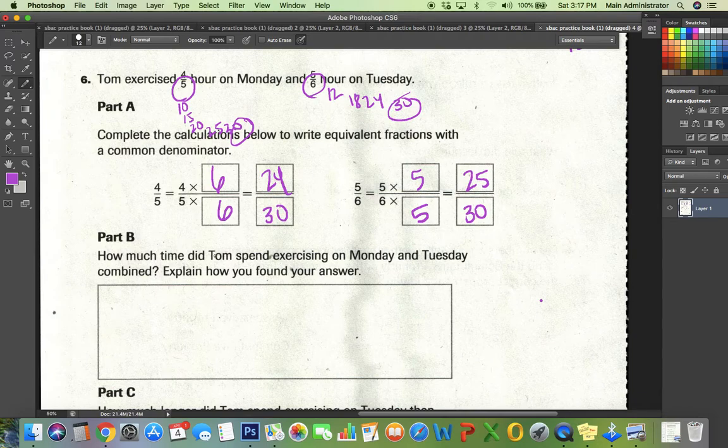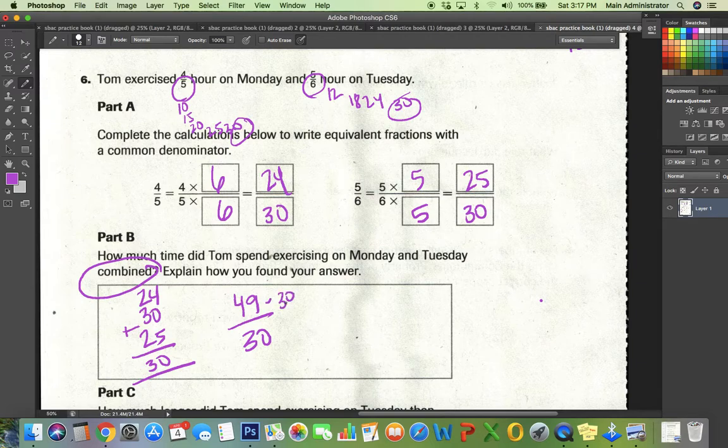Now the question says, how much time did Tom spend exercising on Monday and Tuesday combined, which means I need to add. Thankfully, I already made these denominators the same because I cannot add fractions unless they have the same denominator. So I'm going to add these up. And I'm going to get 49 over 30. That's an improper fraction. So I'm going to subtract 30 out of here, 30 out of 30, to get my one whole. And 49 minus 30 is 19.